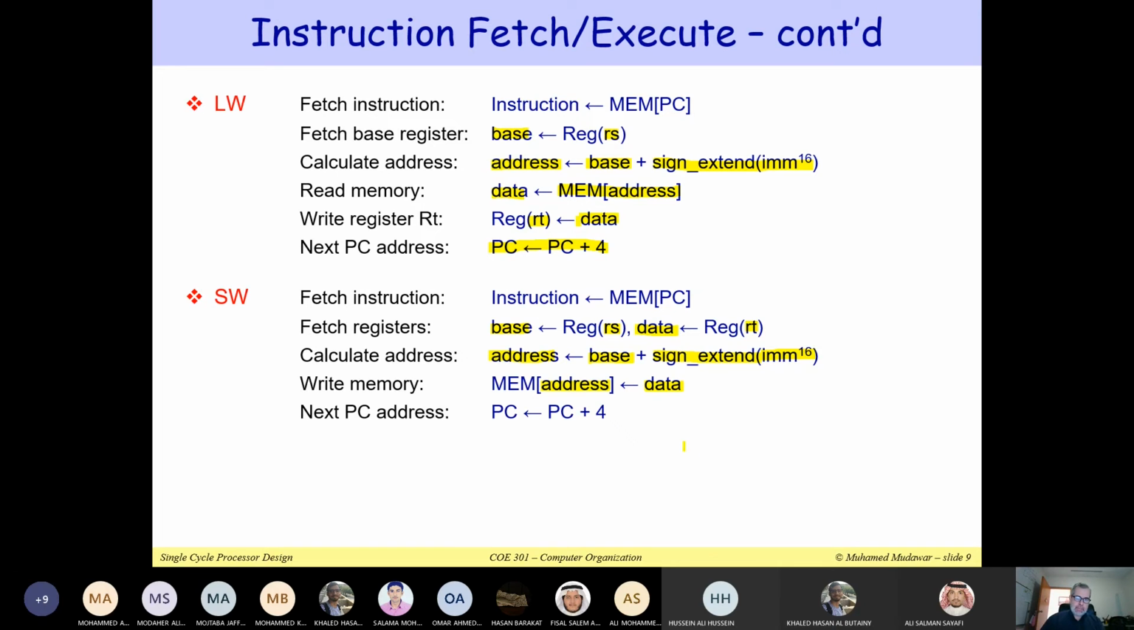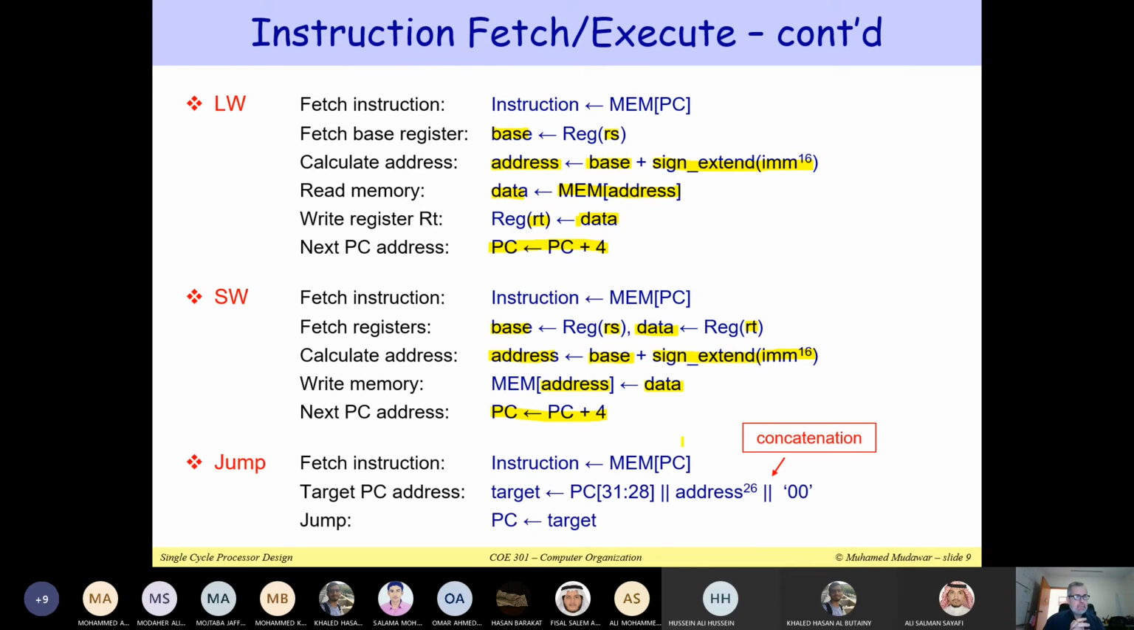And then after that, we simply increment the program counter after we are done, so that we can point to the next instruction in memory. And finally, I have the jump here. Now notice that in the case of the jump, all I have to do is just to jump. There is no need to read any register. So we fetch the instruction. Notice that the fetch is always done first because you cannot do anything without having the instruction. So you fetch the instruction using the program counter, which contains the address.